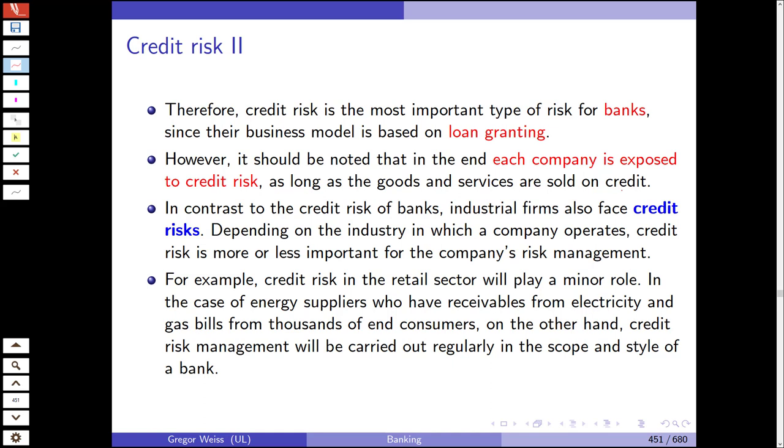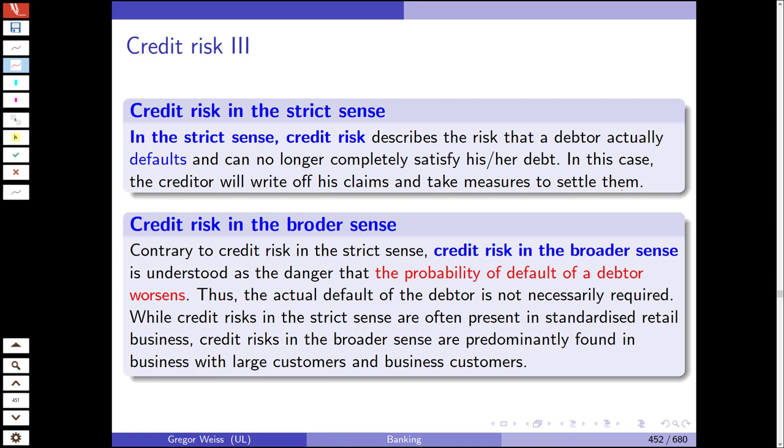In the case of energy suppliers, you will have receivables from electricity and gas bills from thousands of retail customers and end consumers. So credit risk management in energy suppliers will usually be carried out in the scope and style of a bank, and they will have large risk management departments.